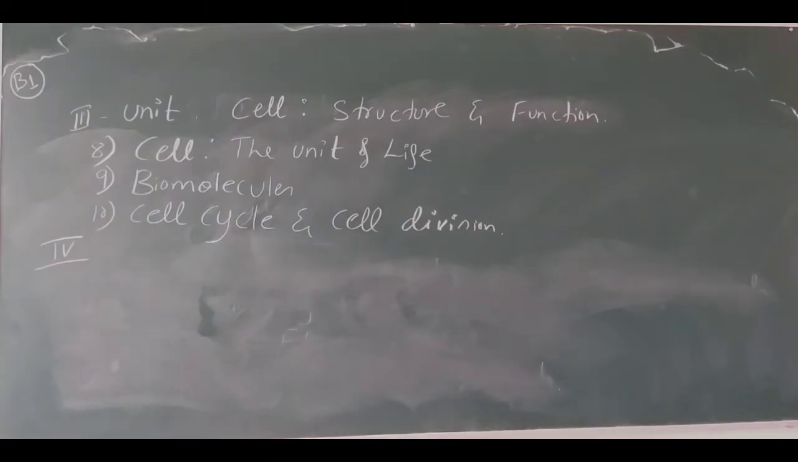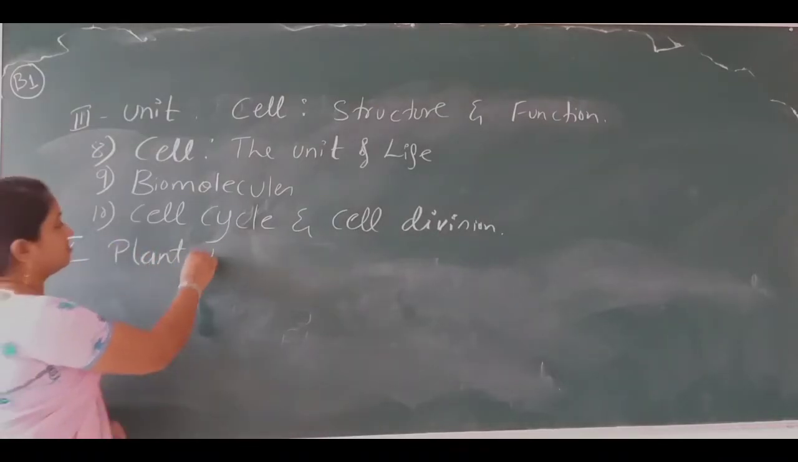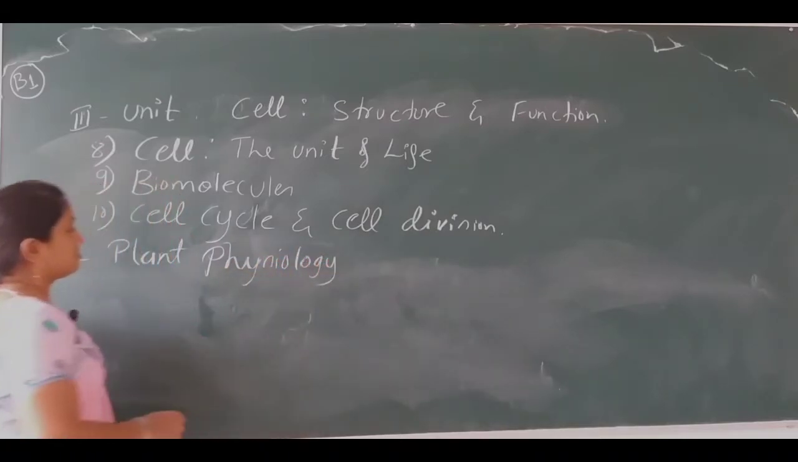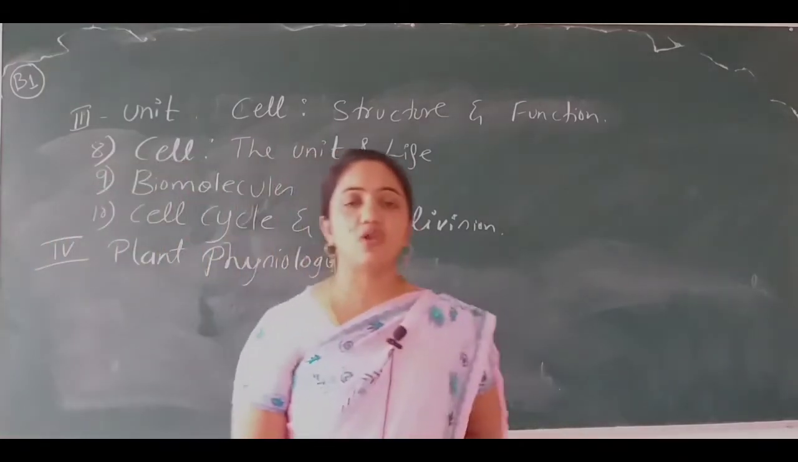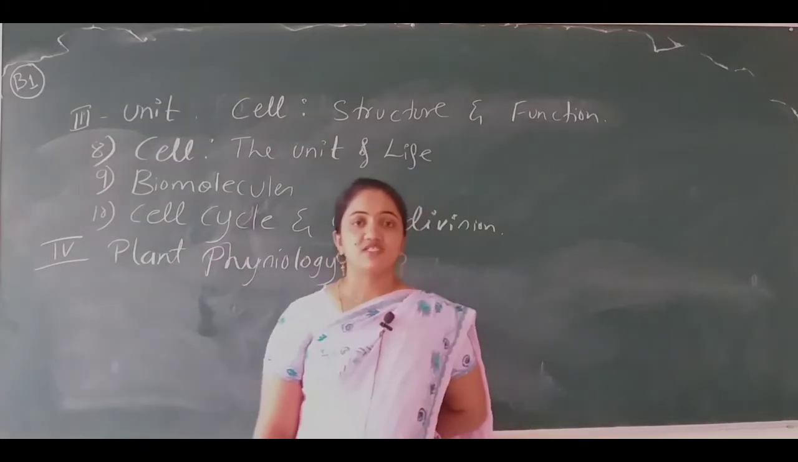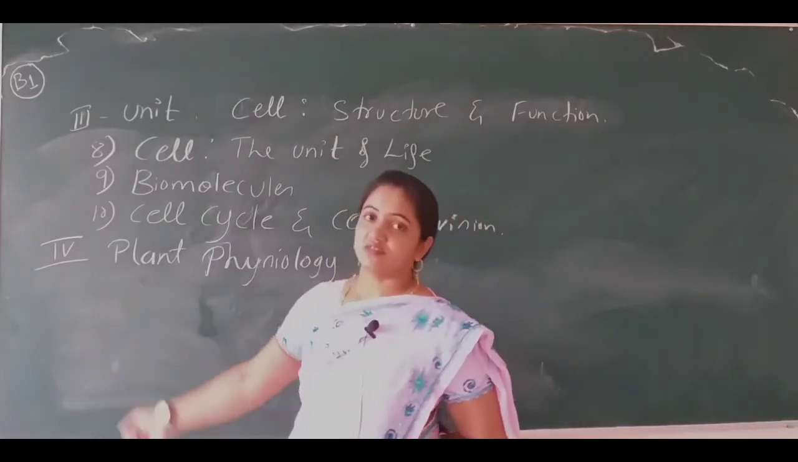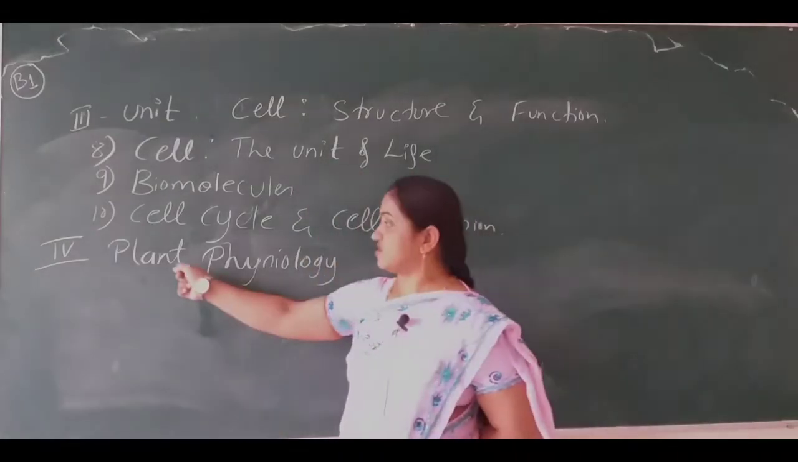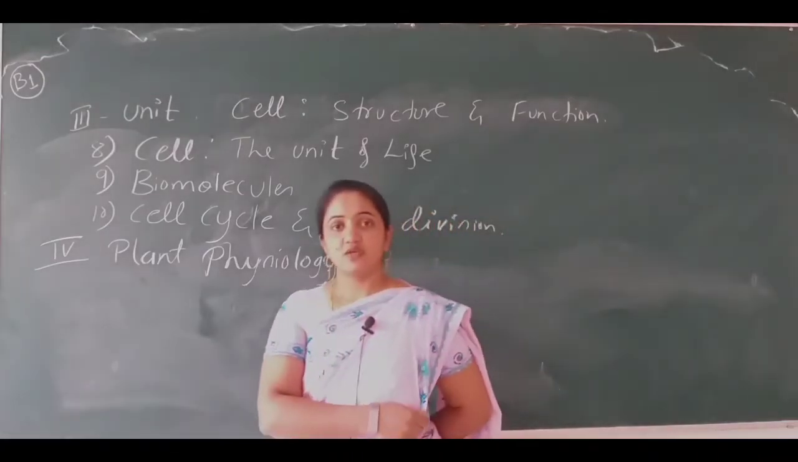Then next is Unit 4, Plant Physiology. The name itself says it's all about the plant. What is the function of the plant? Plants are known as producers. What are they producing? They are producing food. What type of food? They are producing starch.